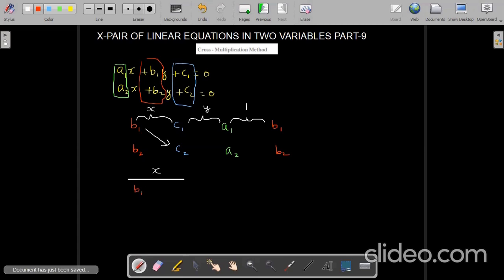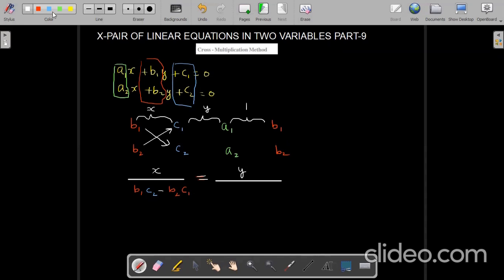So b1 c2, b2, then minus. Minus is there in the formula, you should put the minus. Then multiply this b2 with c1. So b2 c1. This is x upon. Then write is equal to y upon y.